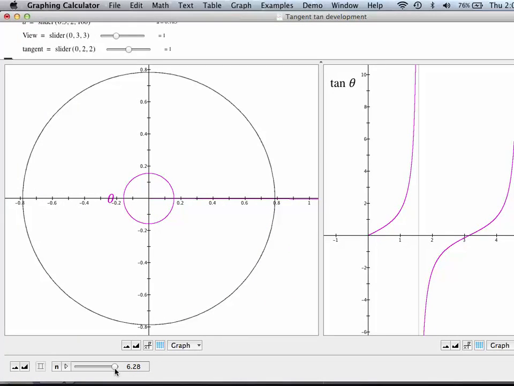Okay, so there's what we get when we do one rotation for the tangent angles. So let's talk about the domain and range: all possible inputs, all possible outputs for tangent.